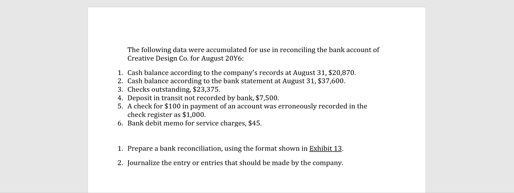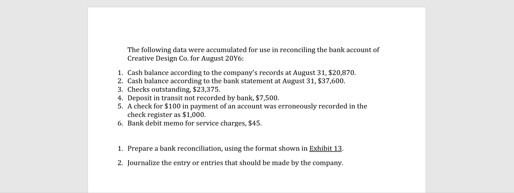And then it tells us that there was a bank debit memo for service charges of $45. So when we open up our bank statement and we review it, we see that the bank charged us $45 in terms of fees. So that could be using another ATM. Maybe we had a bounced check fee. Maybe we ordered more checks. Whatever the case may be, they're charging us $45 for it.